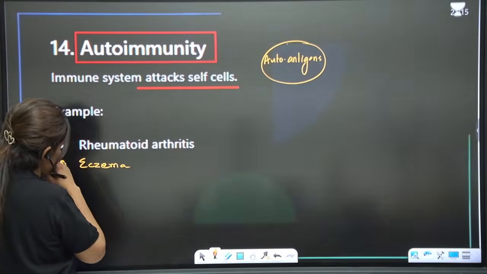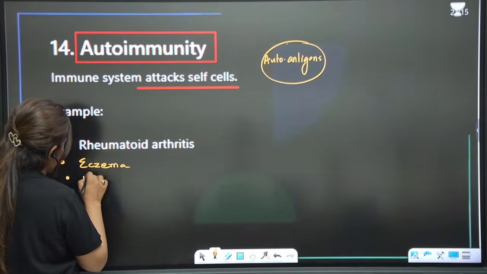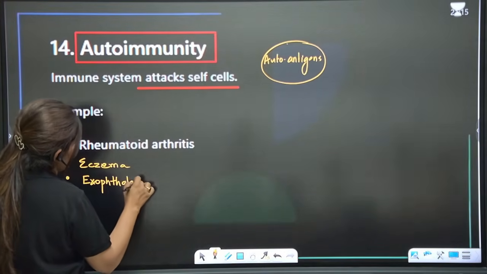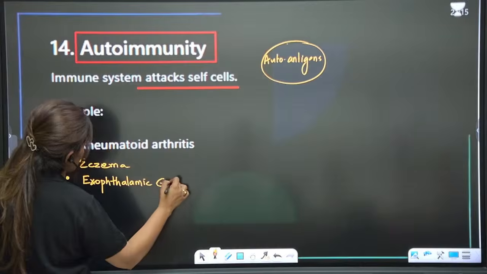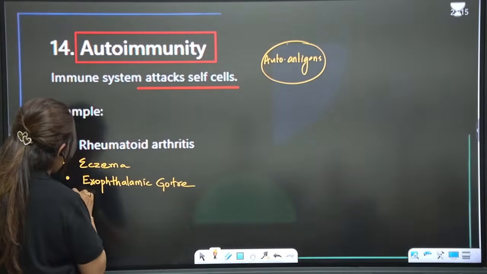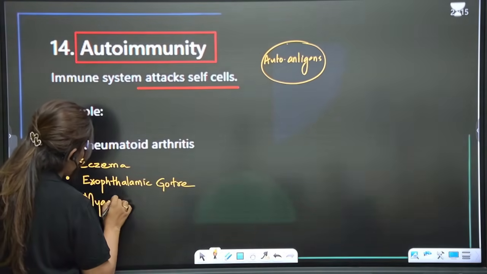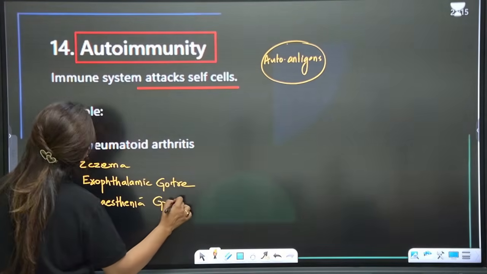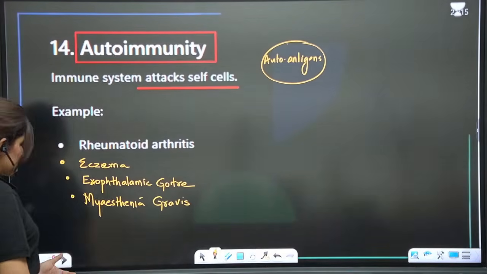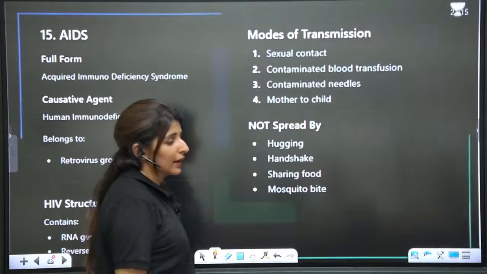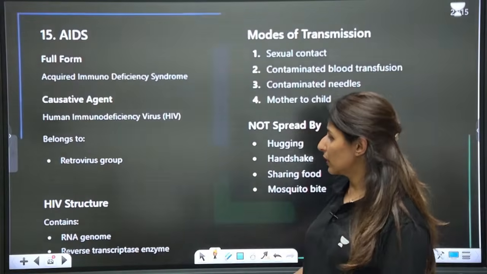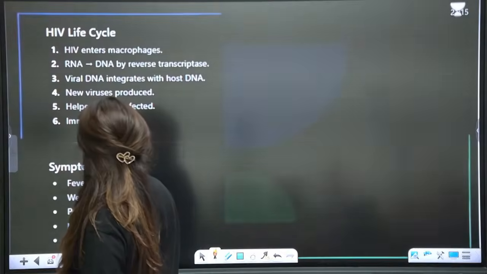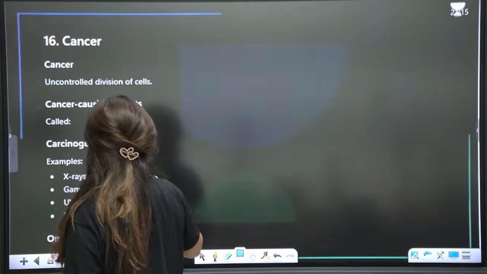right? Then we have exophthalmic goiter, then myasthenia gravis. We have read about these, myasthenia gravis. So these are autoimmune diseases. Clear to everyone, right? So now guys, moving on to AIDS. So AIDS I have already discussed with you, life cycle as well, and now talking about cancer.